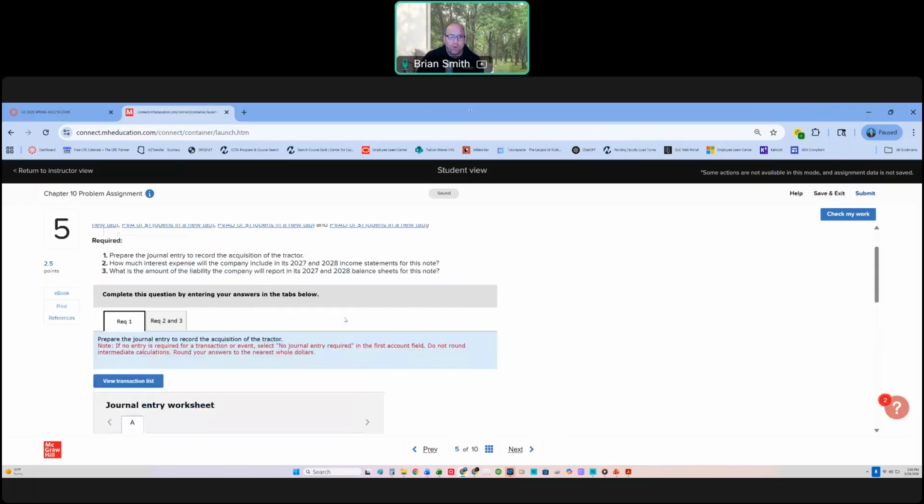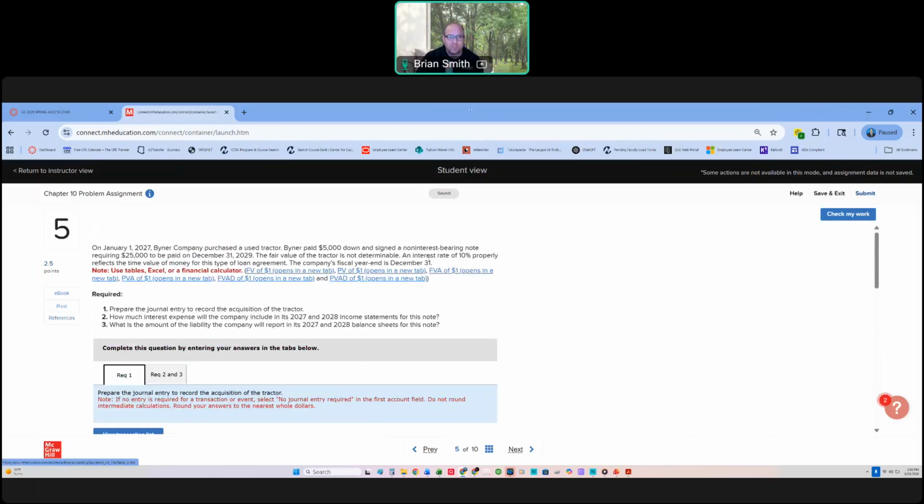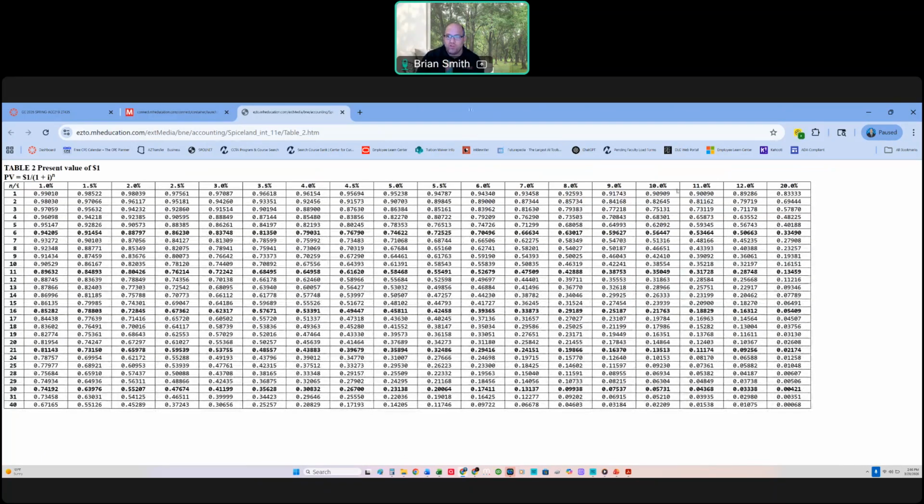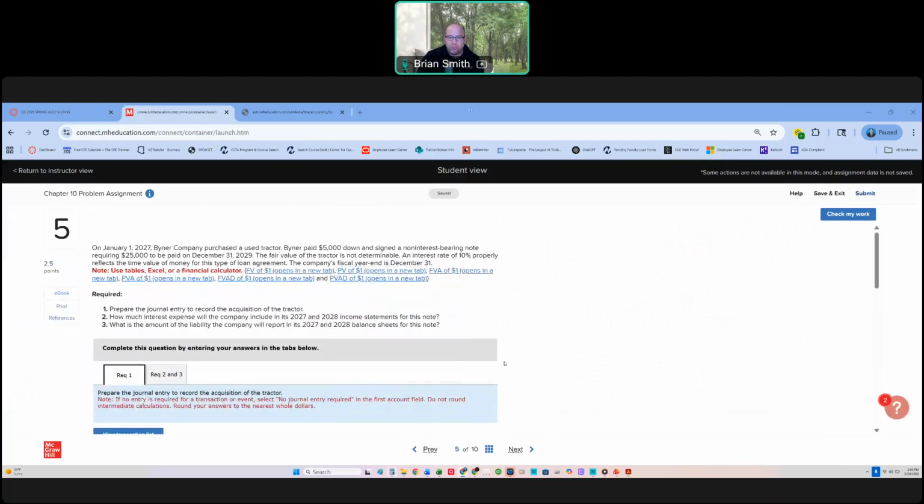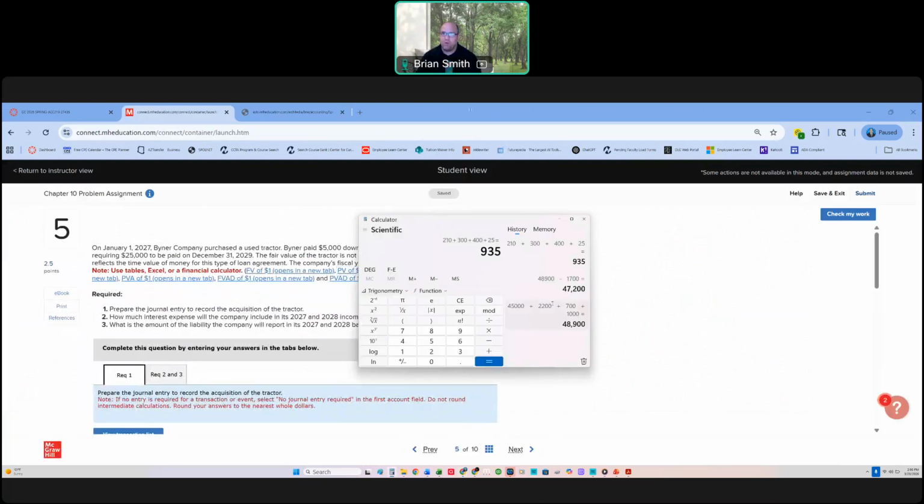Remember, they're non-interest bearing notes, but an interest rate of 10% on the property reflects the time value. So we need to open the present value of a lump sum table. We're going to go to 10% and find the 3 factor. It's 0.75131. So let me pull this 0.75, and we're going to multiply that by the note.